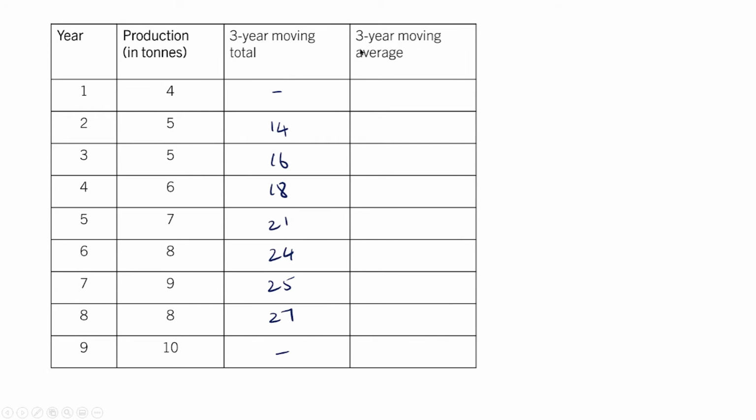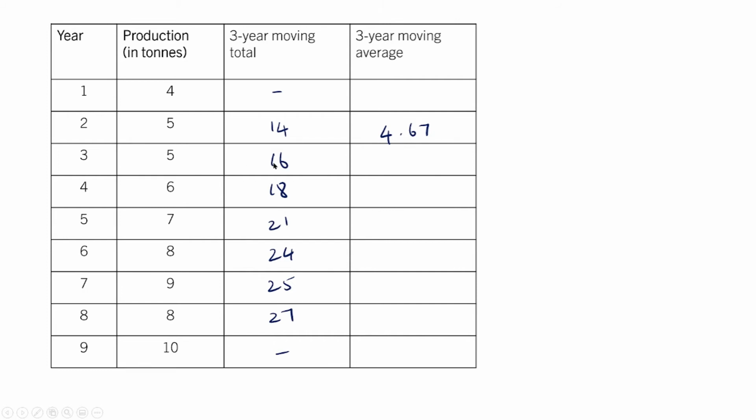Next we have to calculate 3-year moving average. 3-year moving average is calculated by dividing this by 3. This is nothing but average of these 3. So we already found the total. So the average is the total divided by 3. So here we have 14 by 3. It is 4.67.